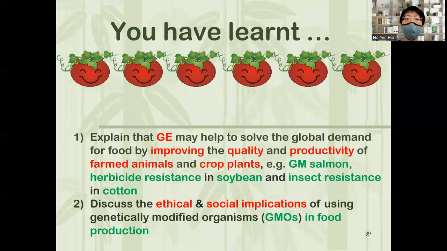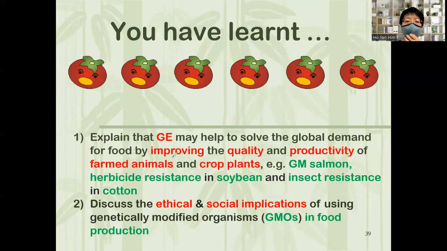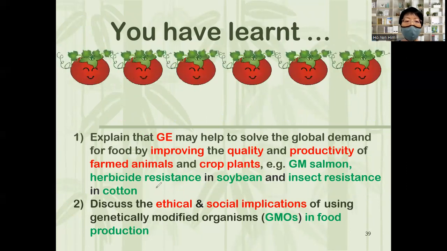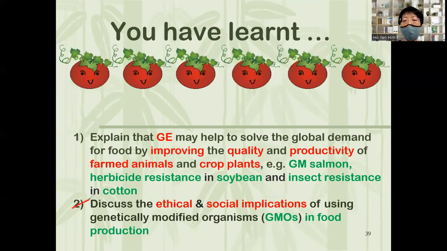So what you have learned in this lesson is using genetic engineering to improve the quality and productivity of farm animals and crop plants, for example, GM salmon, herbicide-resistant soybean, and insect-resistant cotton. Then we also looked at the ethical and social implications of using GMO in food production.